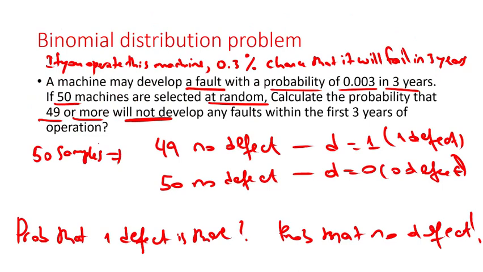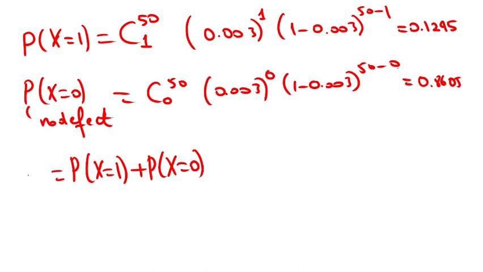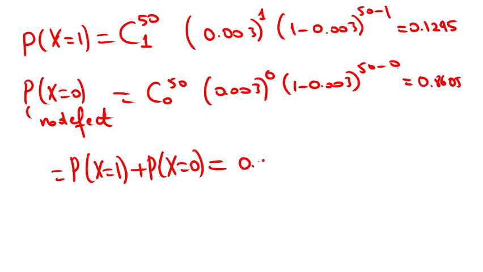Okay, and then the question says 49 or more. So we have to look for X is 1 plus X is 0. Okay, this is what the question says, and that will be equal to, if you add these two numbers, 0.9999 or 98.99%. So as you can see, it is a very, very high percentage.